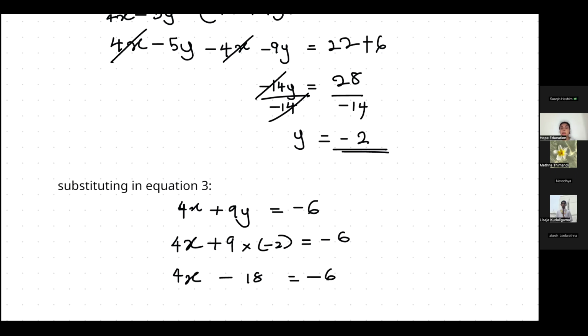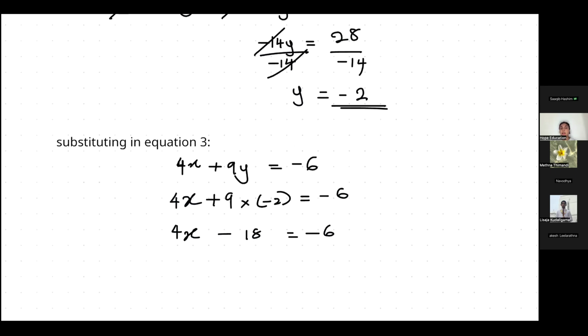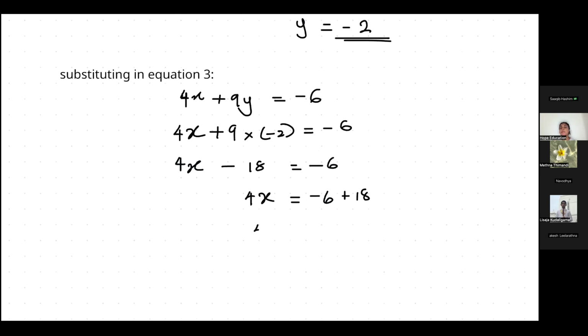So 4x on one side, I'm going to move minus 18 to the other side. It becomes plus 18. So 4x equals minus 6 plus 18, which is plus 12. So divide both sides by 4. We get x equals 3. Is this also clear? Give me a thumbs up again.